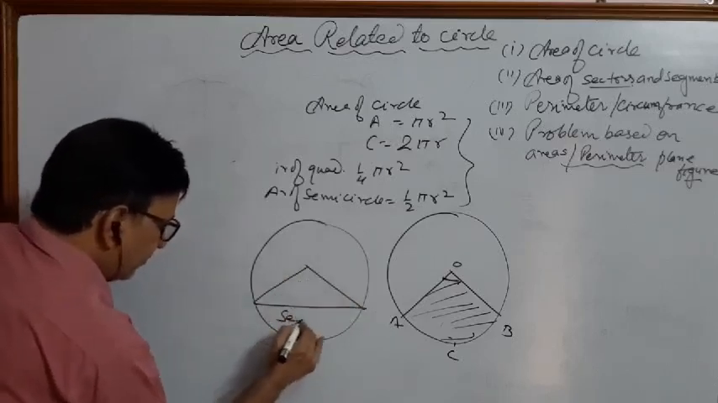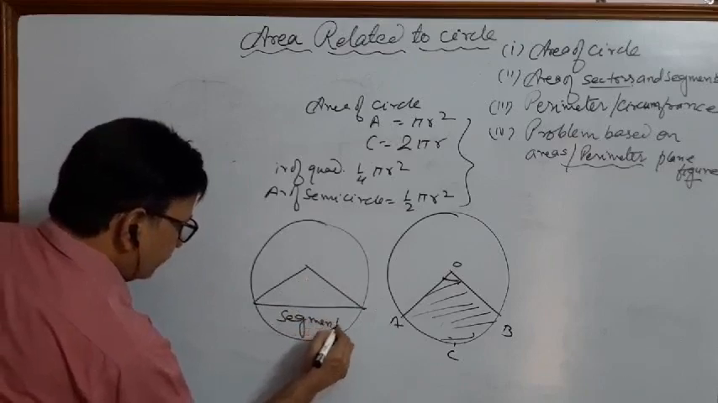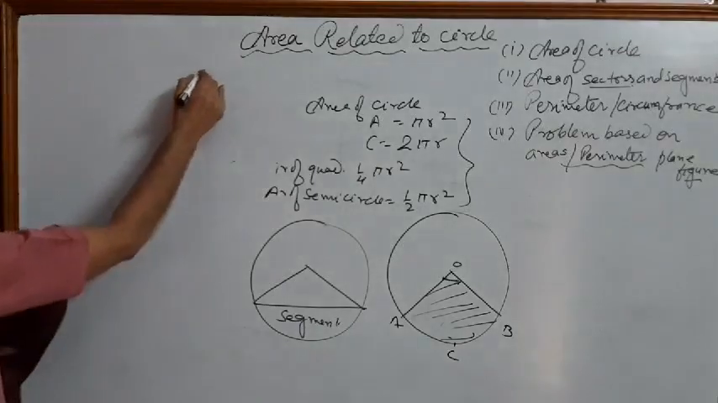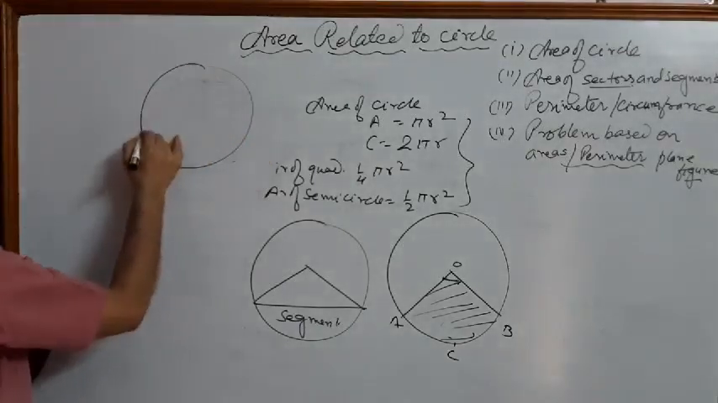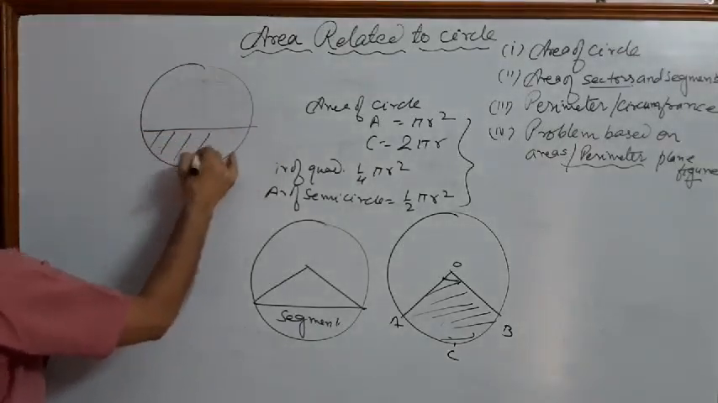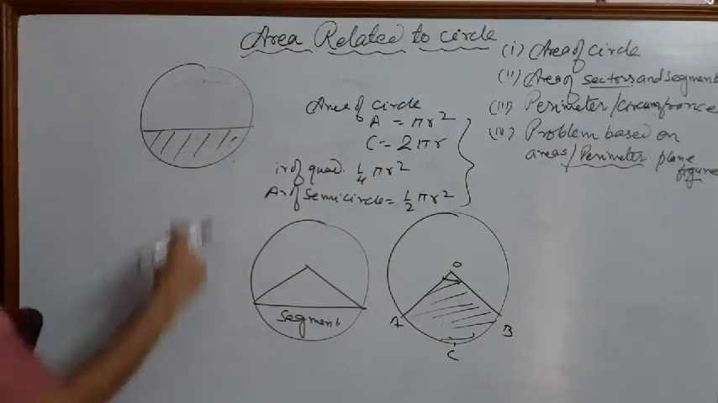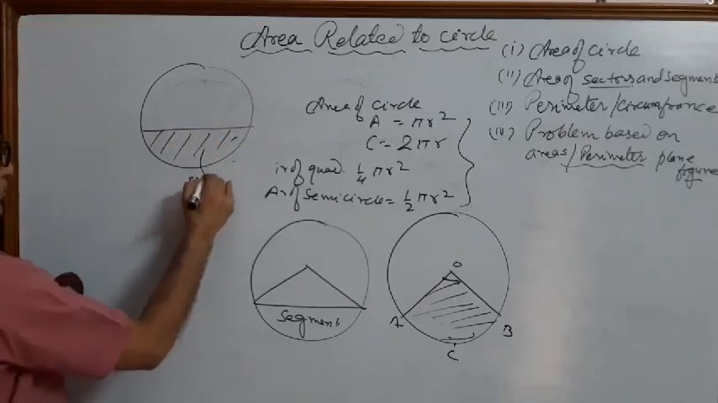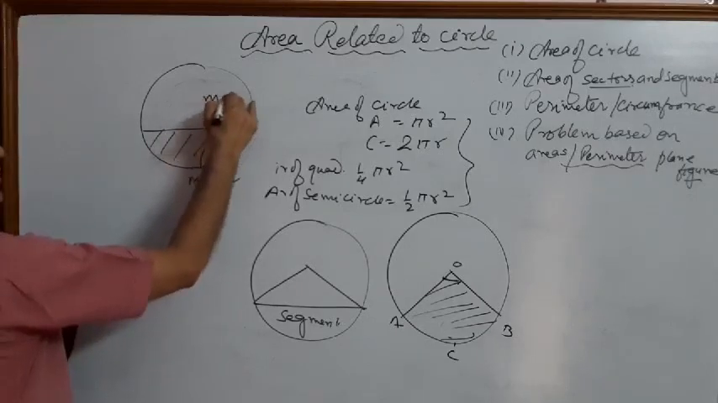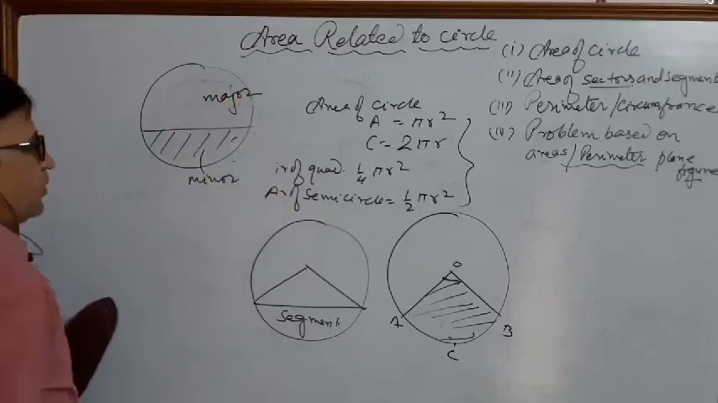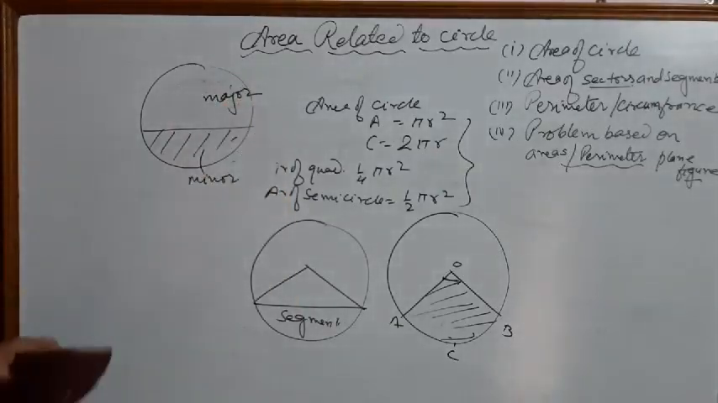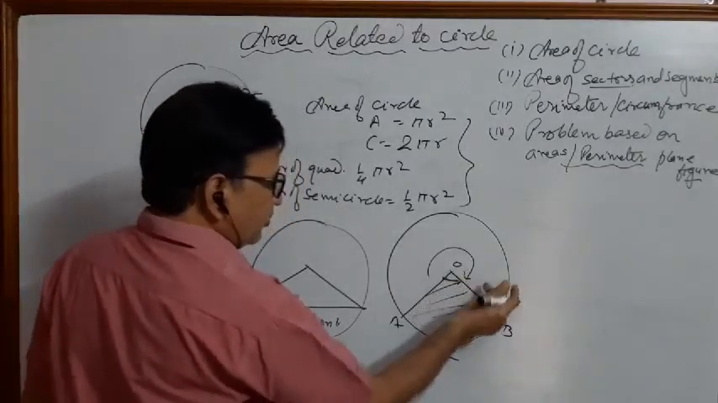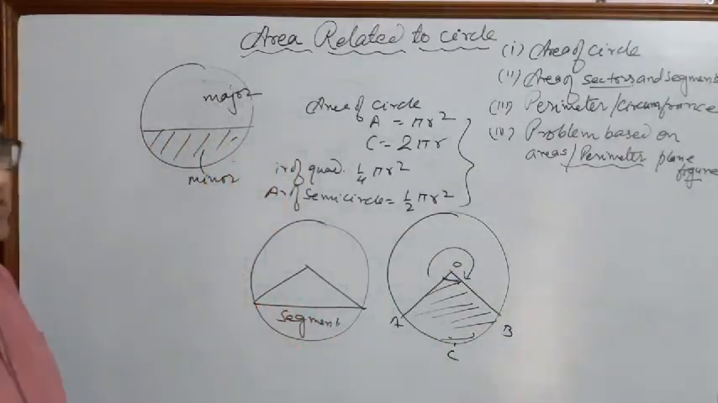Right? This becomes a segment. The portion divided by the chord is known as a segment. You see here. These are the segments. Now this is less than the diameter, not a semicircle, so it becomes the minor, and this becomes the major. Clear? Segment. Same thing here, minor sector, and the rest of the part of the circle is the major sector.